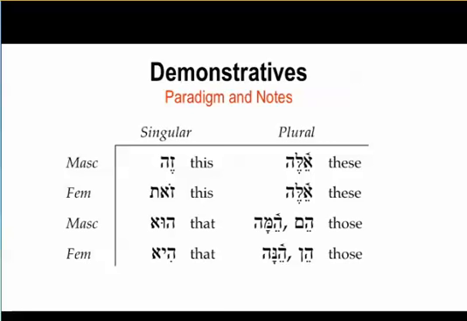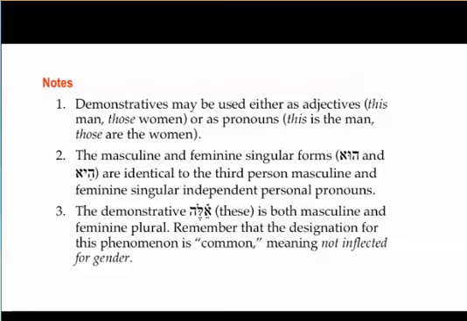Now there are a few things we need to know about these demonstratives. Let's look at our screen together. 3 notes for you. Number 1, demonstratives may be used either as adjectives, this man, those women, or as pronouns, this is the man, those are the women. So we're going to have to take some time and understand when is a demonstrative used like a pronoun and when is a demonstrative used like an adjective. But that's just a little bit later.